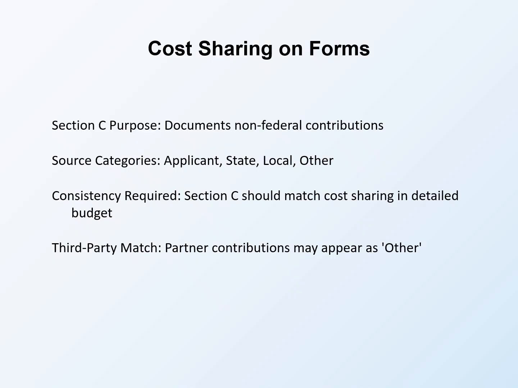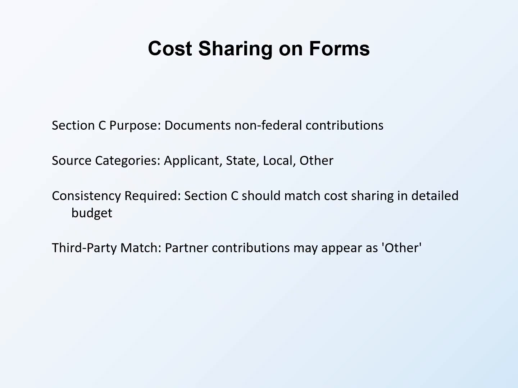Source categories distinguish between applicant contributions, state government funds, local government funds, and other sources. Your organization's direct contributions appear as applicant funds. Government matching funds appear in appropriate columns. Partner and third-party contributions typically appear as other.